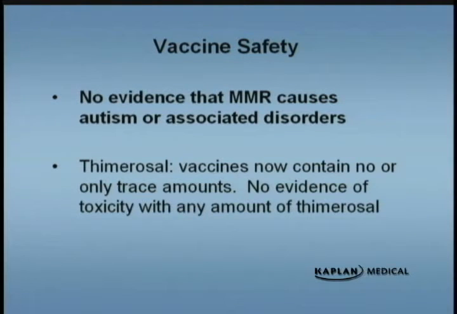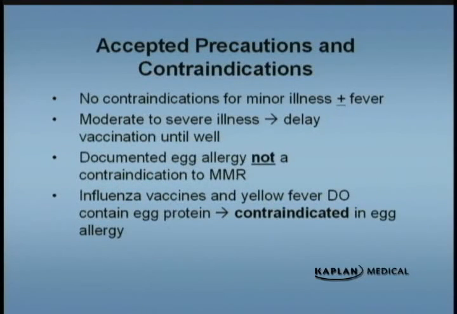And recently there's been a flap over thimerosal and causing problems. Thimerosal is a preservative used in the vaccines, and it was felt that it caused high levels of mercury. There's never been any correlation between thimerosal causing any mercury-related problems. However, that issue no longer is a valid point because the manufacturers have removed thimerosal from the vaccines. A couple of precautions and contraindications.